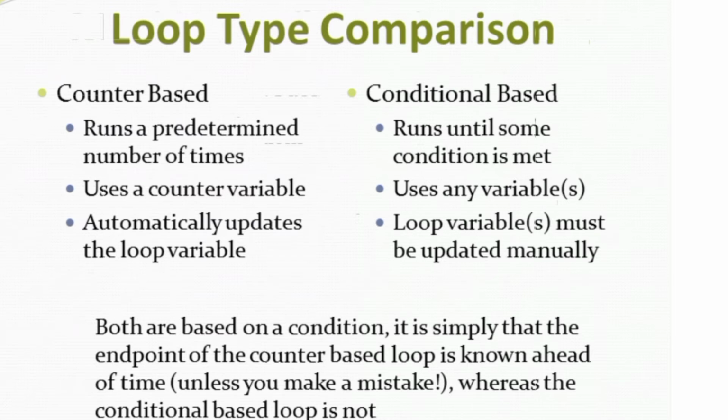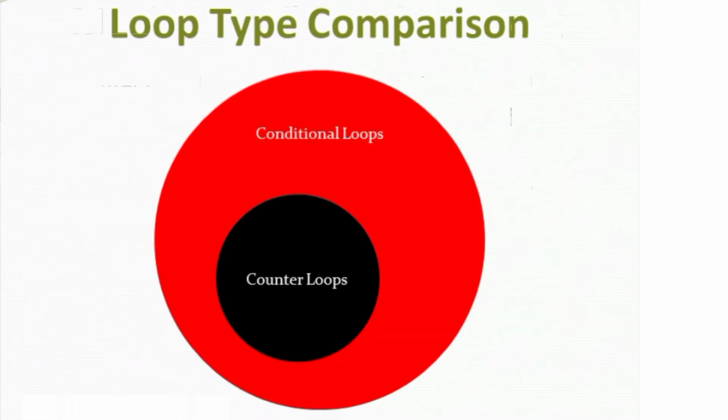For the counter-based, you know it's going to stop at a certain point. For the conditional-based, you know it's going to stop at some point, but you don't know when exactly that point will be. Here's another way to think about the two different types of loops. So pretty much any time that you need to use a loop, you can always use a conditional loop. Okay. The counter loop is basically a subset of the conditional loops, right?